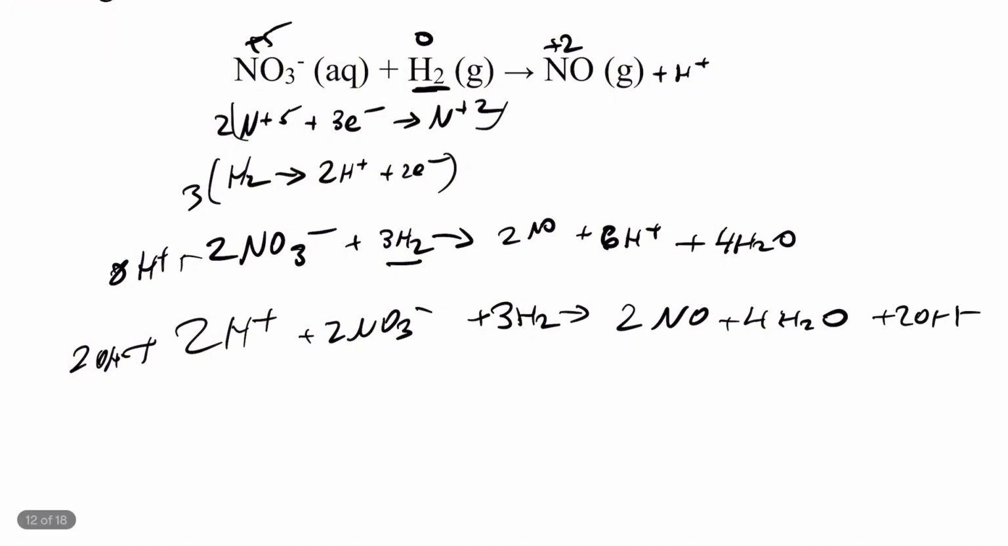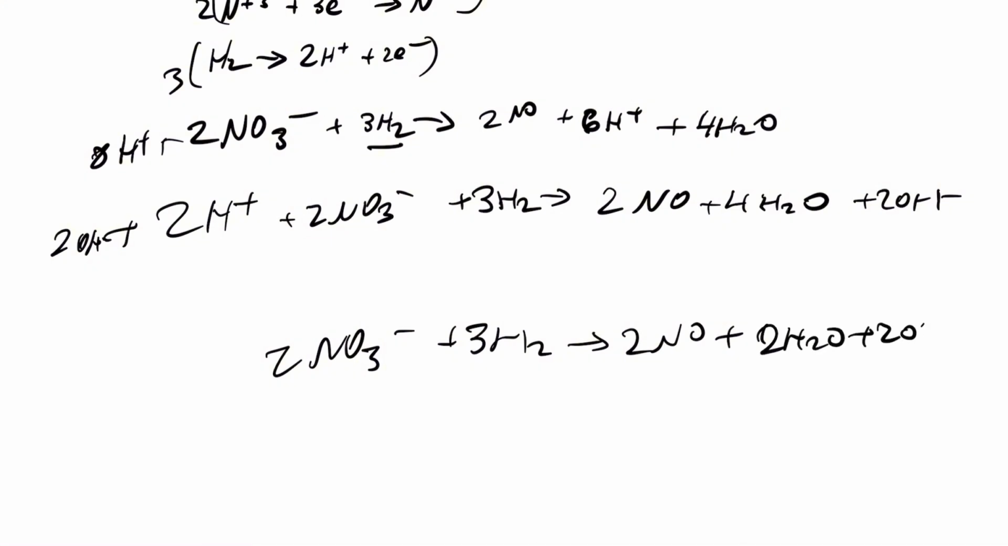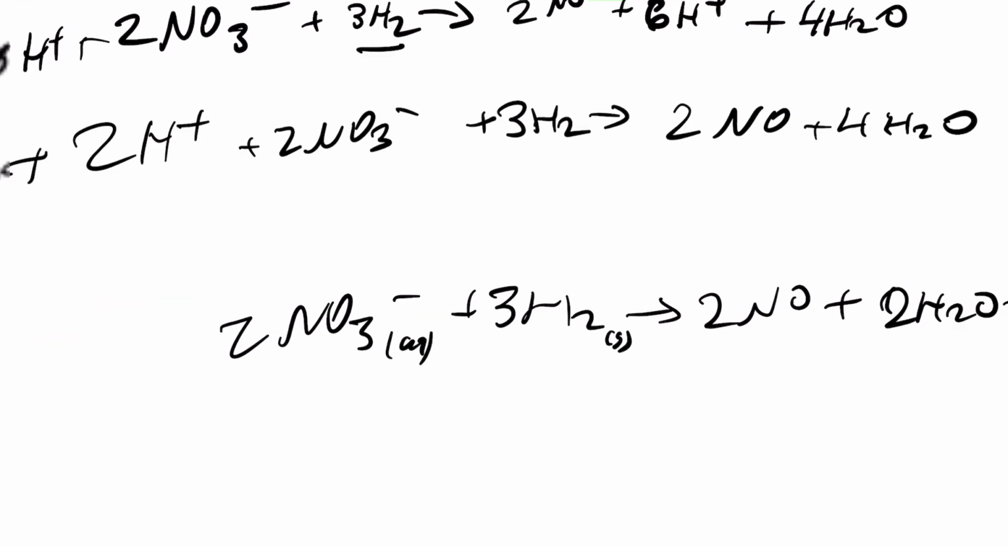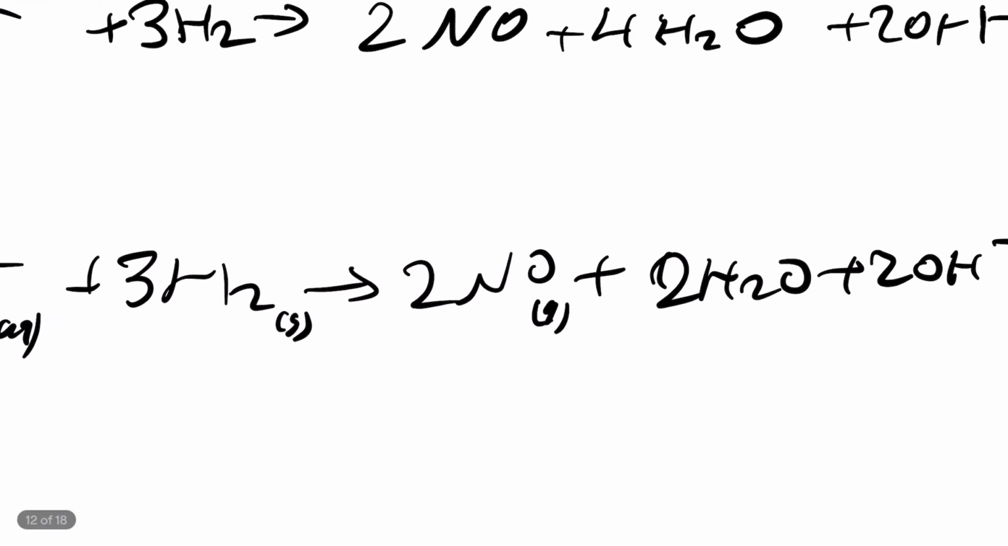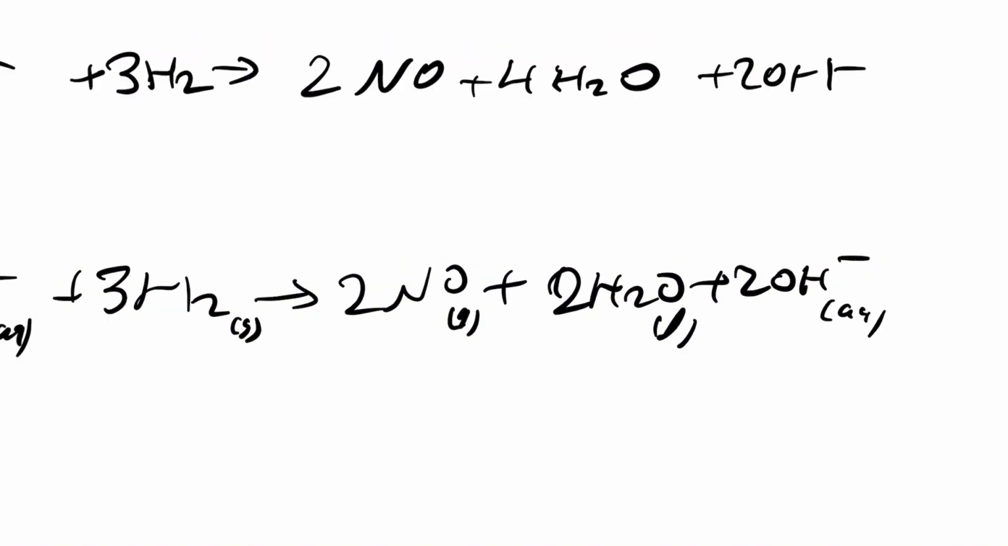On both sides. Perfect. And then you get the final answer of 2 NO3 minus plus 3 H2O. H2 yields 2 NO plus 2 H2O plus 2 OH minus, and then aqueous, gas. This is gas. Liquid, aqueous. Right? Perfect. Alright, that's the answer for that.